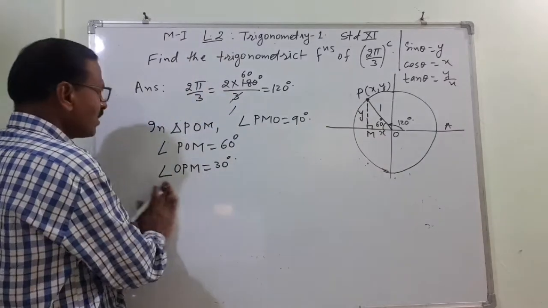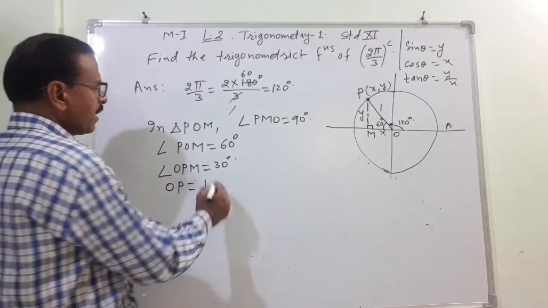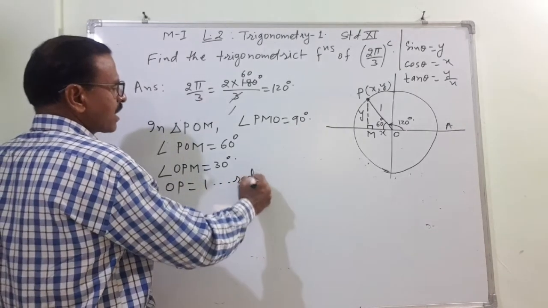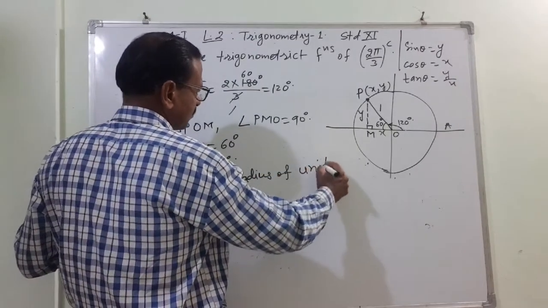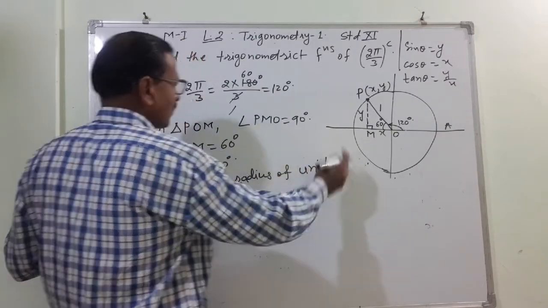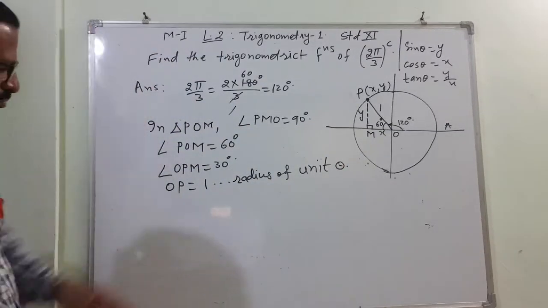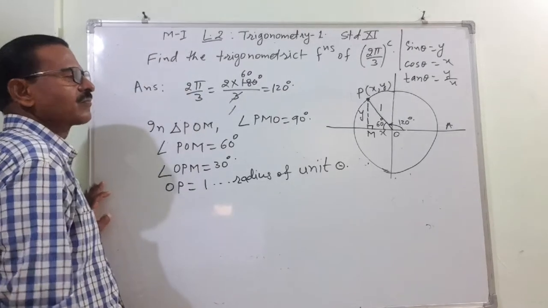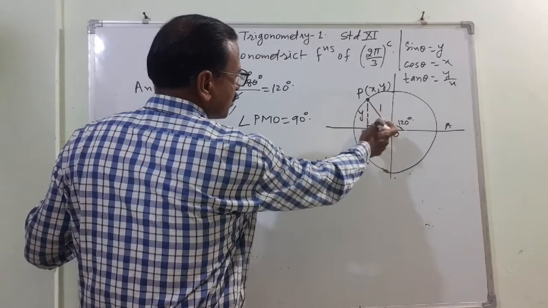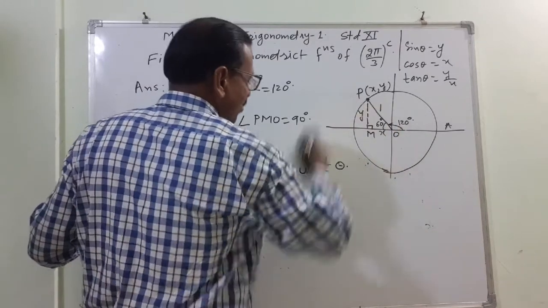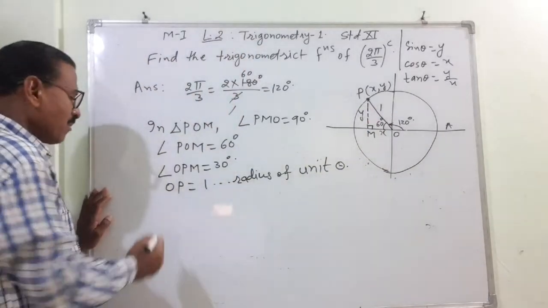PO is equal to how much? OP equal to 1. Reason is radius of a unit circle. Unit circle means a circle whose radius is 1. Now this is the side opposite to 60 degree. Side opposite to 60 degree is root 3 upon 2 into hypotenuse. So root 3 upon 2 into 1. It will be root 3 upon 2.